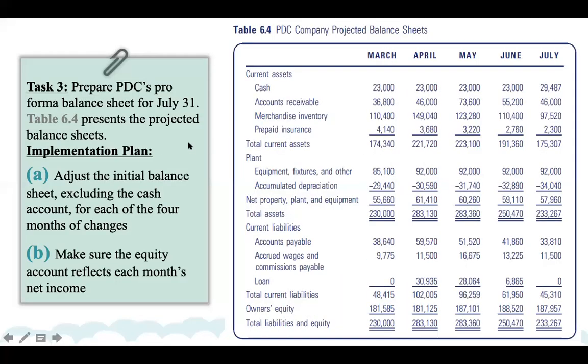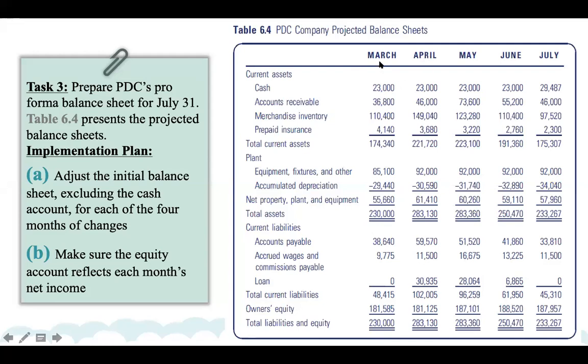So now we'll build the balance sheet, or the pro forma balance sheet. We'll just adjust the initial balance sheet from the month of March, excluding the cash account, for each of the 4 months of change. Then we make sure that the equity account reflects each month's net income. For example, this is for the month of March. All these numbers were given to us in the balance sheet.